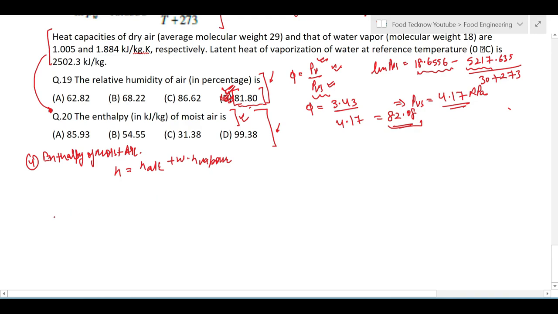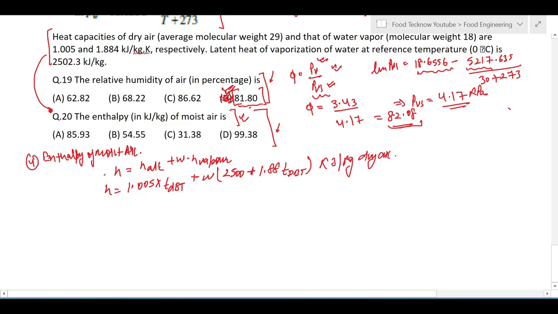So it is finally equal to H equal to 1.005 into dry bulb temperature plus W into 2500 plus 1.88 into T, the dry bulb temperature. So this is in terms of kilojoule per kilogram dry air.